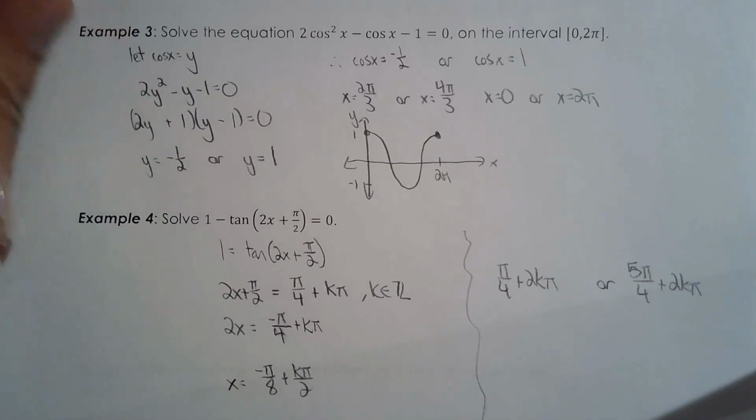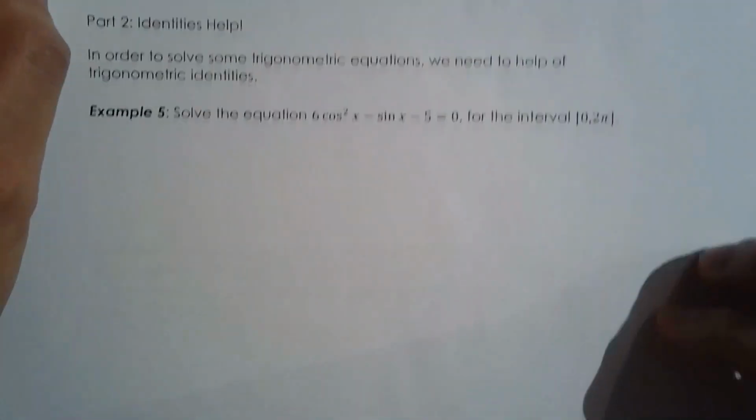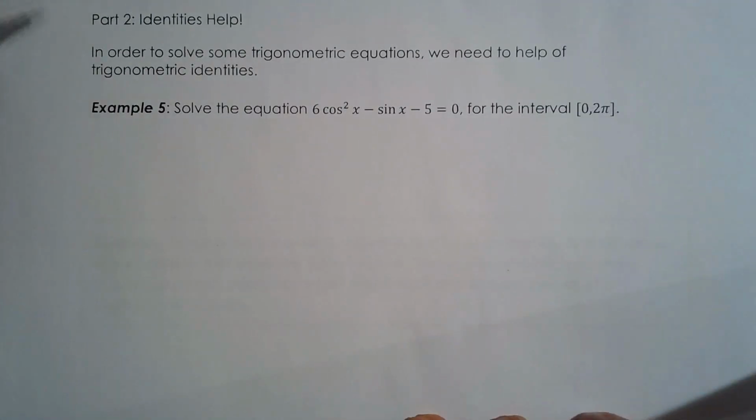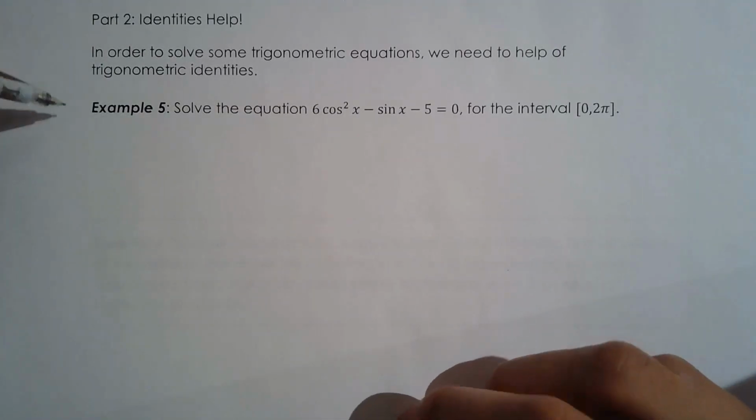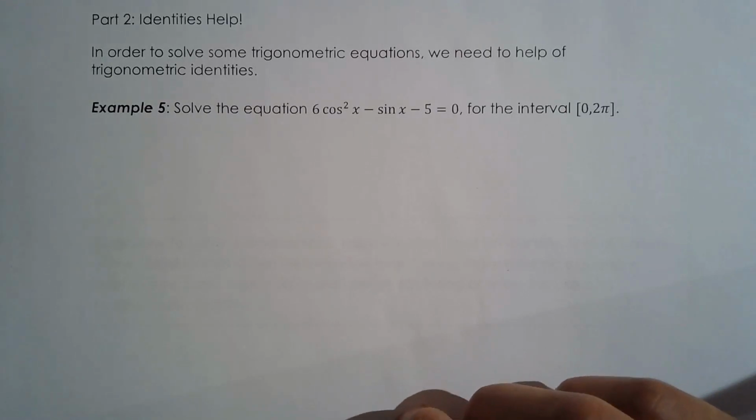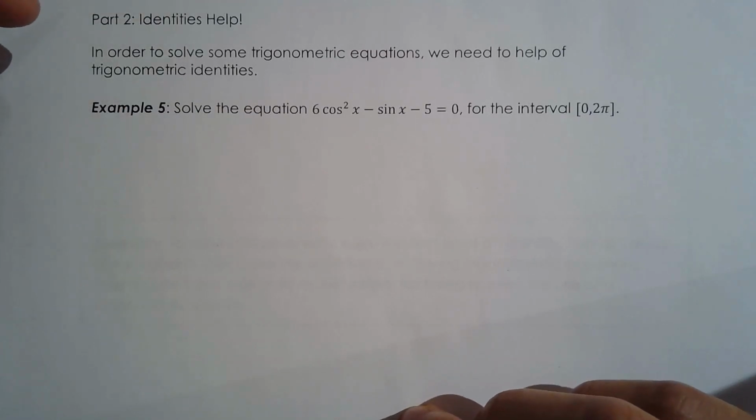Okay, so we're going to start doing some trig equations that are a little harder. What do we need to do for these harder trig equations? Well, we're going to need the help of our trig identities. So I really hope you didn't forget those trig identities: compound angle, double angle, the Pythagorean identity, all your trig identities. You need them.